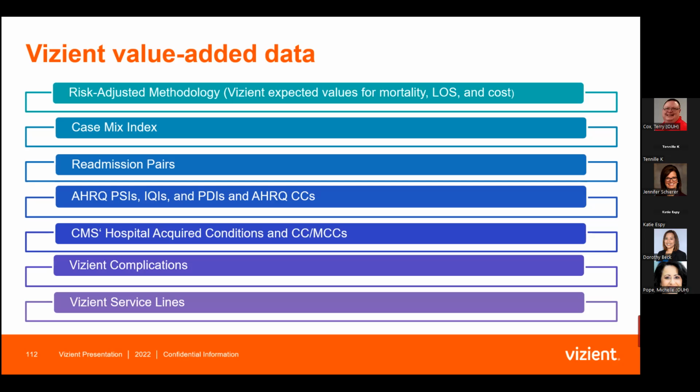We just updated with the latest version. So we're using the 40.0 grouper that was released in October by CMS. Just for clarity, we would expect that the CMI from Vizient would match that. It should, yes.